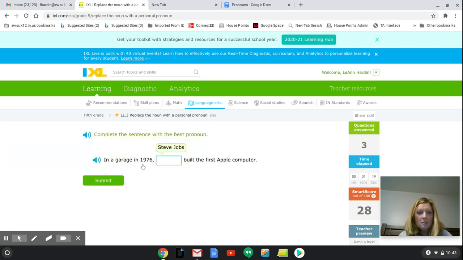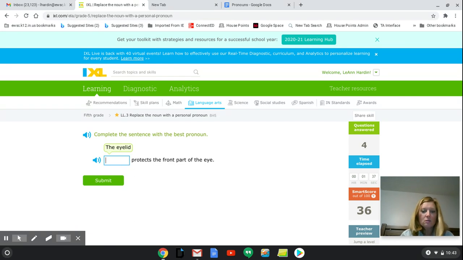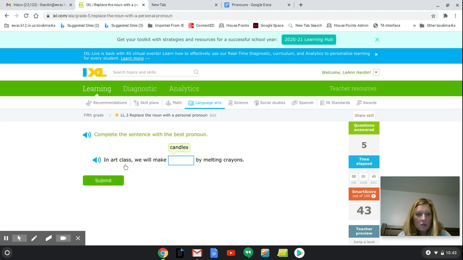Okay. In a garage in 1976, Steve Jobs built the first Apple computer. That's true, actually. And we know he's a guy, so that's going to be a he. All right. The eyelid protects the front part of the eye. Well, it's not a boy or a girl, it's just a thing, so we're going to go with it. It protects the front part of the eye. Capitalize it at the beginning of the sentence. All right. In art class, we will make candles by melting crayons. So we're going to make, it can't be it because there's more than one, right? There's candles. So we're going to say them. We will make them by melting crayons.